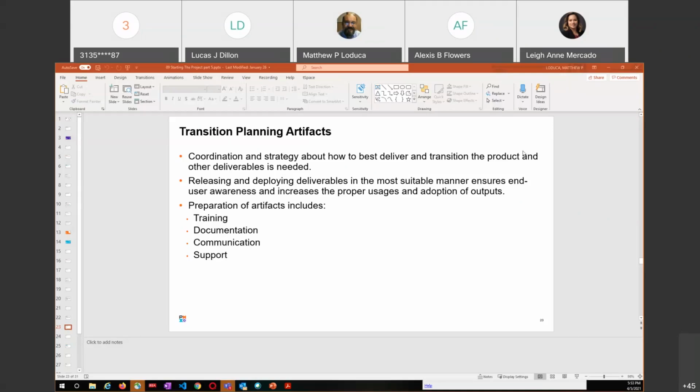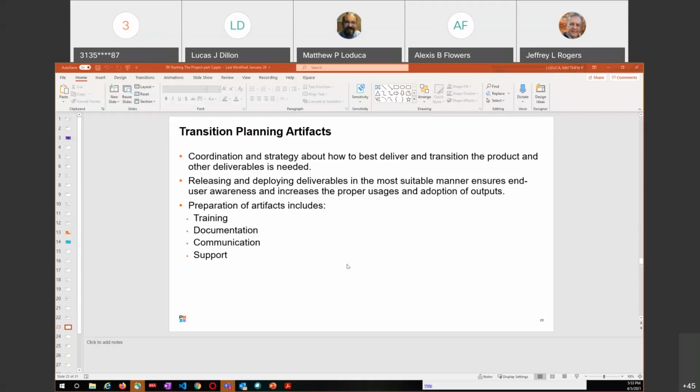Okay, so anybody have any transition planning artifact questions? Essentially transition planning artifacts are training, documentation, communication, and support. When we pass it on to folks, we want to tell them how to support it, how to communicate with the folks that are going to support it, documentation for everything under the sun, and training on how to use it. Okay, let's move on here then.